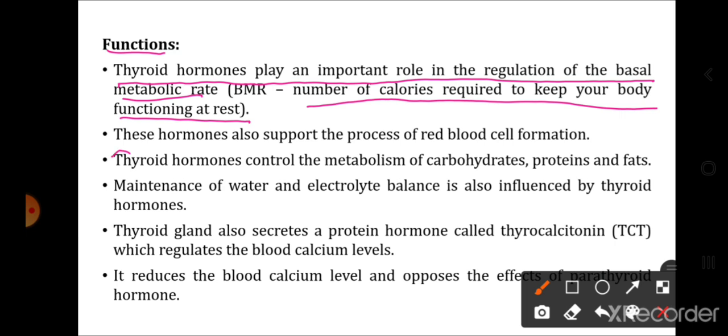They also support the process of red blood formation. So erythropoiesis, the thyroid hormones play the important role in erythropoiesis. They control the metabolism of carbohydrate, proteins and fat. So अपनी बॉडी का ओवरऑल मेटाबॉलिज्म, जनरल मेटाबॉलिज्म कौन मेंटेन करता है? It is the thyroid hormone. कार्बोहाइड्रेट्स का, फैट्स का, प्रोटीन्स का जो मेटाबॉलिज्म है उसको मेंटेन थायराइड हार्मोन करते हैं.